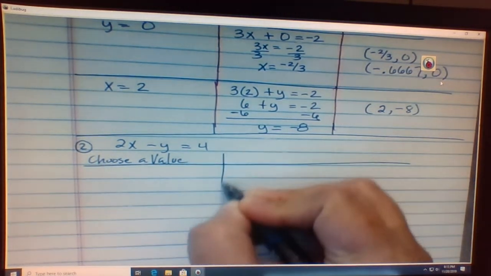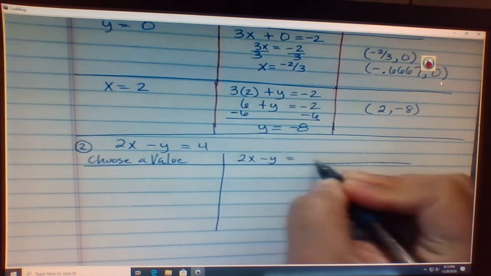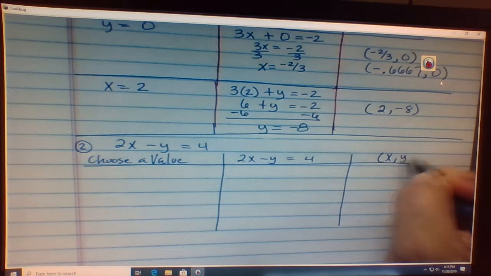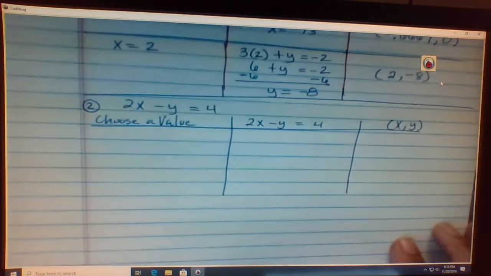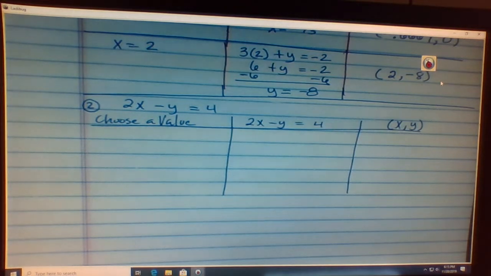Where I'm putting my equation, 2x minus y is equal to 4, and where I'm going to put my ordered pair. Now, I want to let you choose what you want to do. Like, pick the numbers. Do it. Whatever makes you happy.